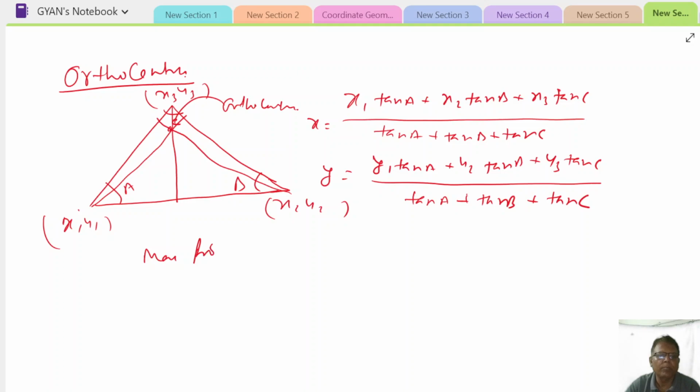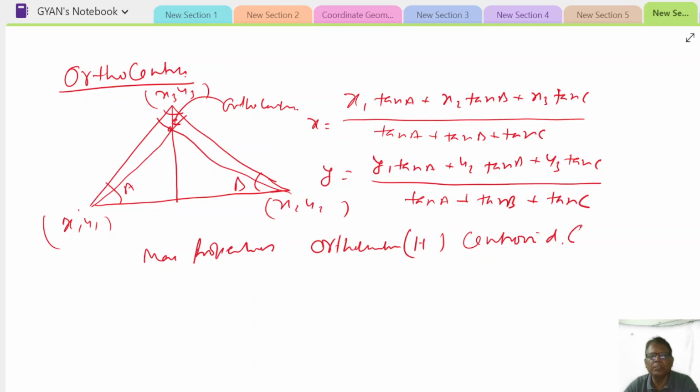And one more property of the orthocenter. The orthocenter is also called H, the centroid is G, and the circumcenter is called C. All three are on the same line. Suppose this one is the orthocenter and this one will be the centroid from here to here. So what is the centroid? The centroid is the middle point from here, no? So middle point, and middle point.